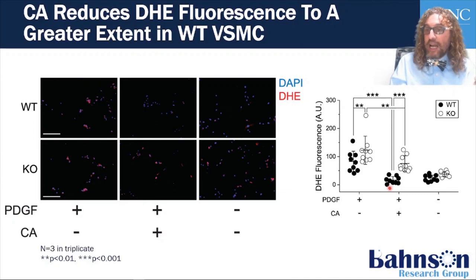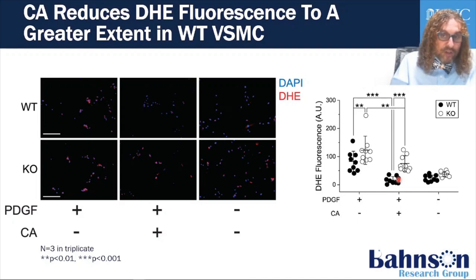wild-type and knockout. However, the decrease in DHE fluorescence by cinnamic aldehyde in wild-type animals is more pronounced than what happens in knockout cells. So it inhibits this DHE signal to a greater extent in wild-type animals. So this suggests that there could be a non-Nrf2 dependent mechanism by which cinnamic aldehyde is resulting in less superoxide levels as well in knockout animals, but not enough to see an effect in proliferation or migration.